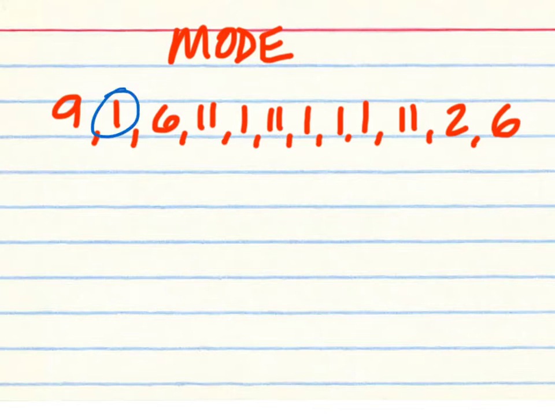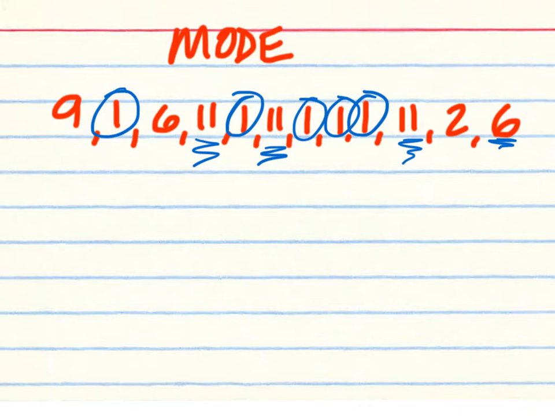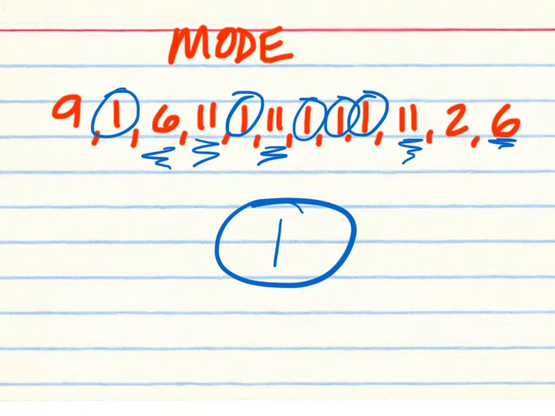In this problem we have 1, 2, 3, 4, 5 1s. We have 3 11s and 2 6s, but 1 is the number that shows up the most number of times. So 1 would be the mode for that list of numbers.